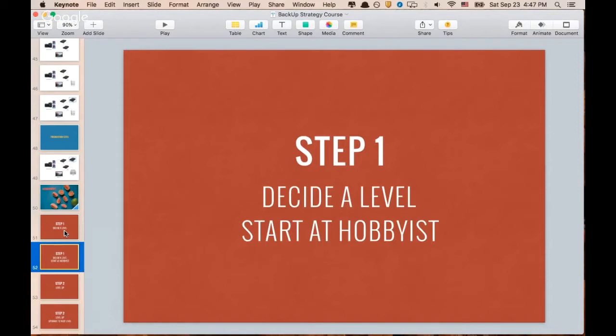If this is too confusing, if it's just too much, start at the hobbyist level. That is the bare minimum you should do. Go ahead, buy two hard drives. If you have questions about what kind of hard drive to buy, I will have something with this class that you can download. You should be able to find the recommendations there as well.